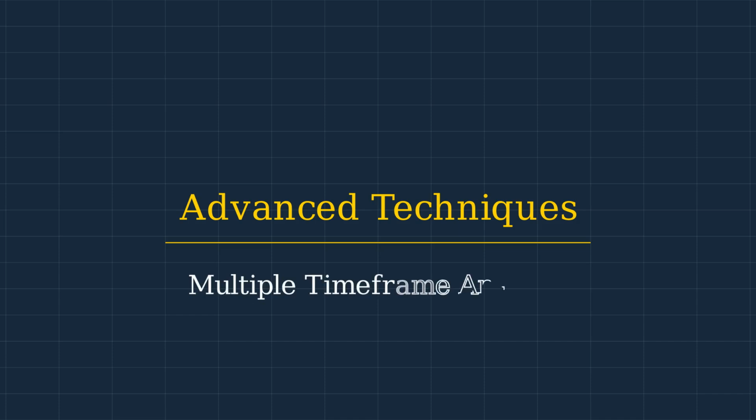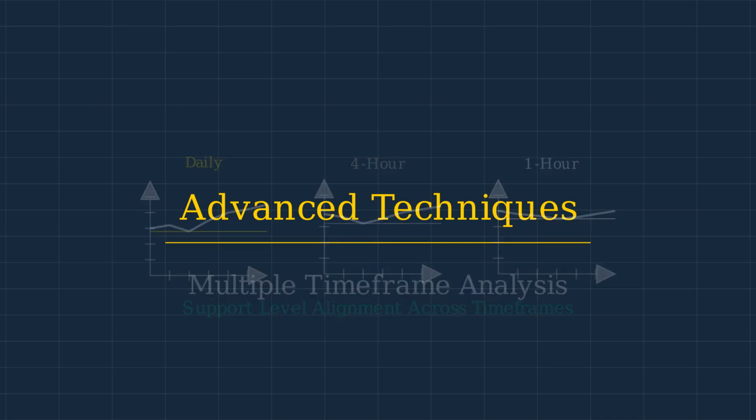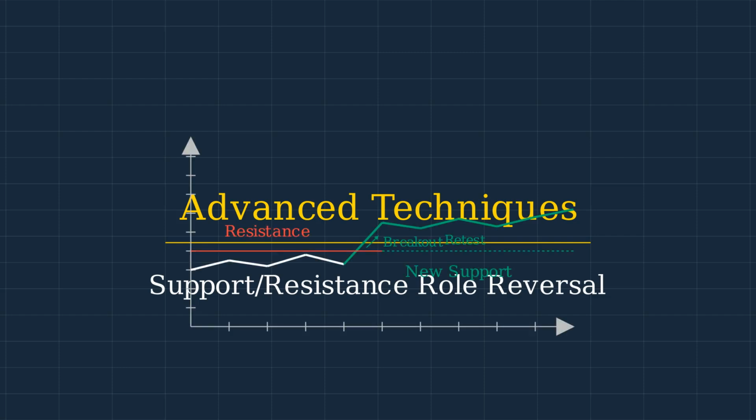Multiple timeframe analysis helps identify stronger support and resistance levels. When the same level appears across daily, 4-hour, and 1-hour charts, it carries more significance. A powerful concept in technical analysis is role reversal, when former resistance becomes new support after a breakout, or vice versa. These retests often provide excellent trading opportunities.